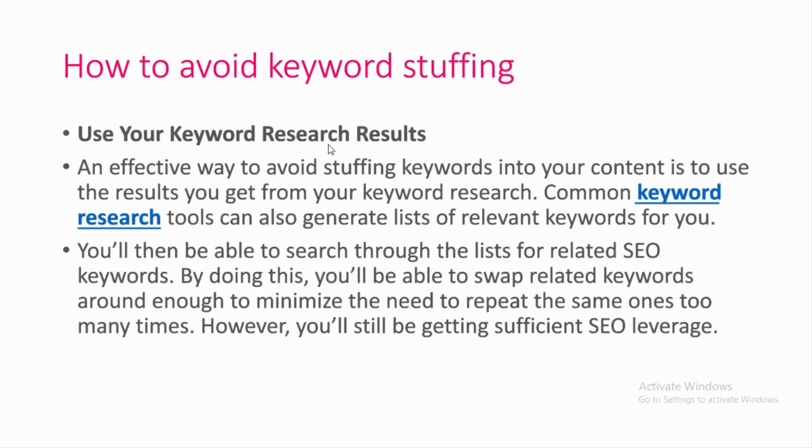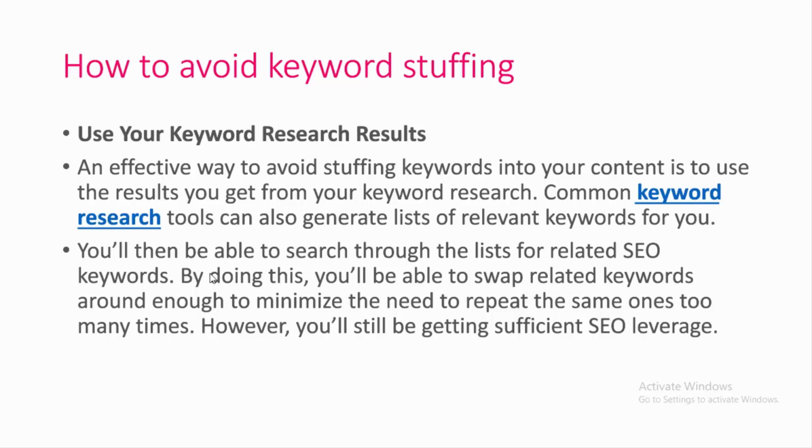So use your keyword research results. As I told you in the previous lecture, you can use Ubersuggest or any premium tool to do your keyword research, and after doing your keyword research you have to use it very wisely. An effective way to avoid keyword stuffing in your content is to use the results you get from your keyword research. Common keyword research tools, such as Ubersuggest, can also generate a list of relevant keywords for you. You'll then be able to search through the list for related SEO keywords.